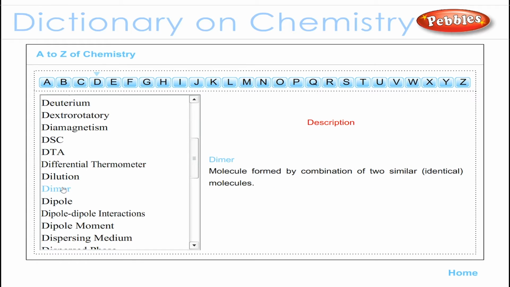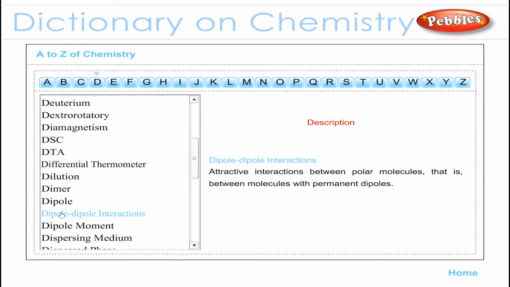Dimer, molecule formed by the combination of two similar identical molecules. Dipole refers to the separation of charge between two covalently bonded atoms. Dipole-dipole interactions, attractive interactions between polar molecules, that is, between molecules with permanent dipoles.